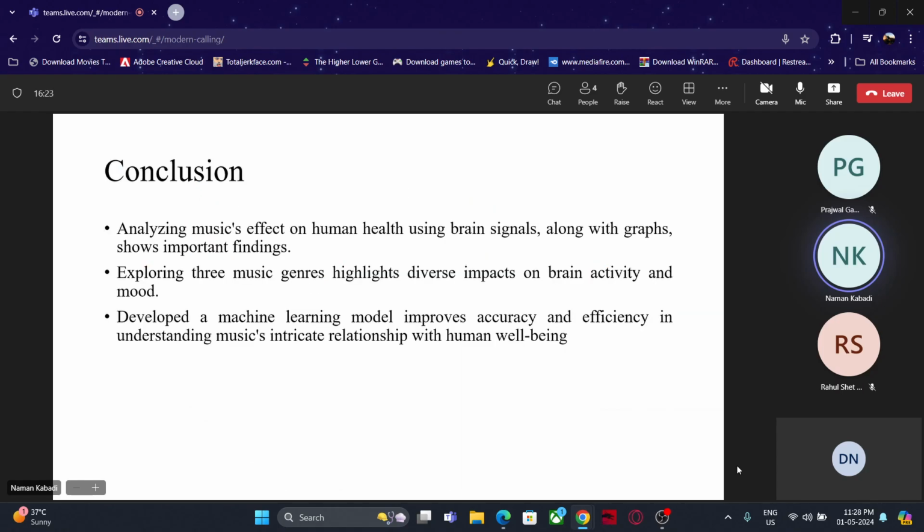So coming to the conclusion, we thoroughly analyzed the impact of music on human health by graphically representing and differentiating the impacts of music on human health between the different brain signals. We also explored three types of music genres which have a diverse impact on human brain activity and mood swings. Also, we developed a machine learning model which improves the accuracy, calculates the impact of music on human health, and gives a relationship between human well-being and music connections.